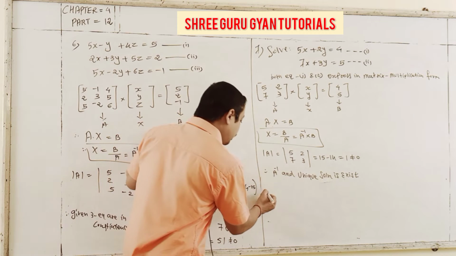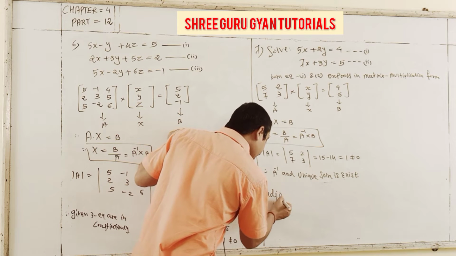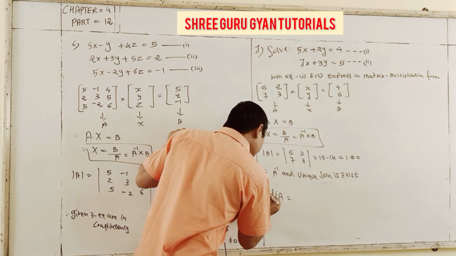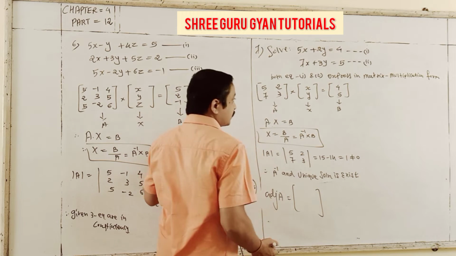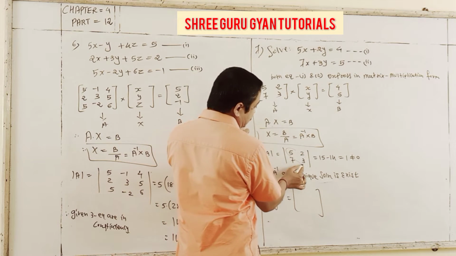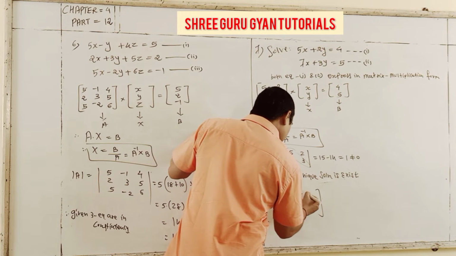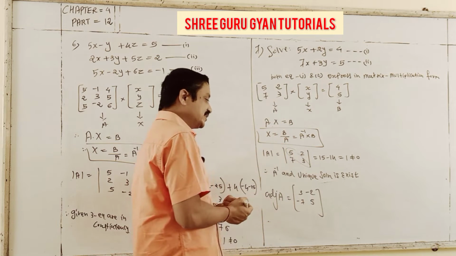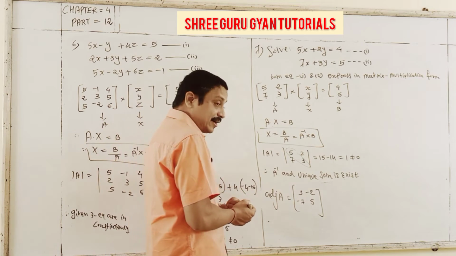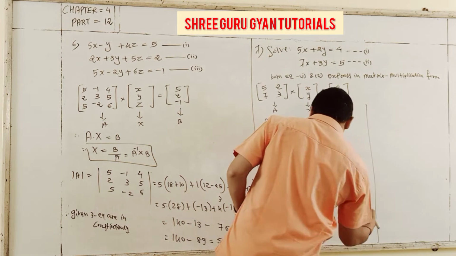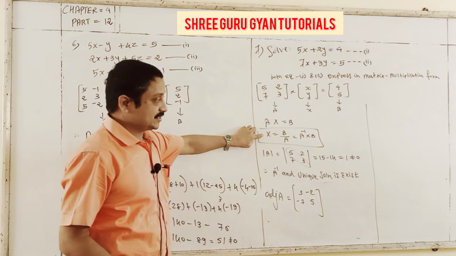So I will find the adjoint of A. Adjoint of A is known very well. These are the principal diagonals. Interchange their places. For the secondary diagonal, change the sign. So 3 and 5 exchange, minus 7, minus 2. And finally you can go to the equations.